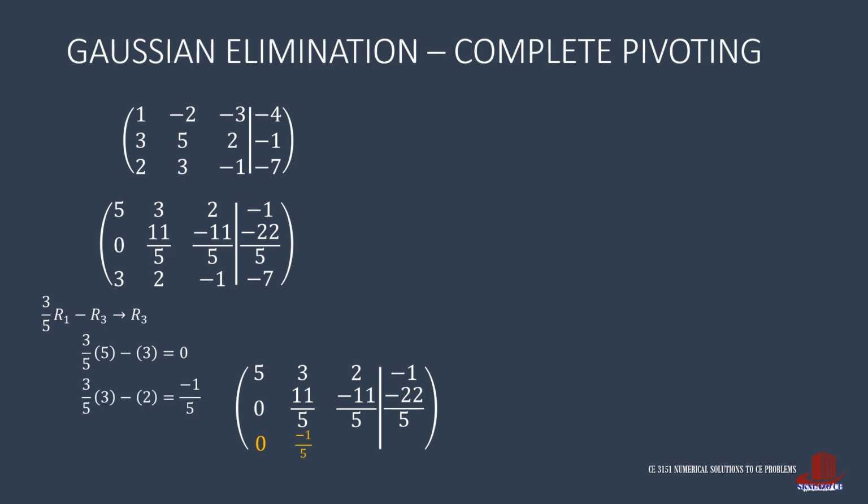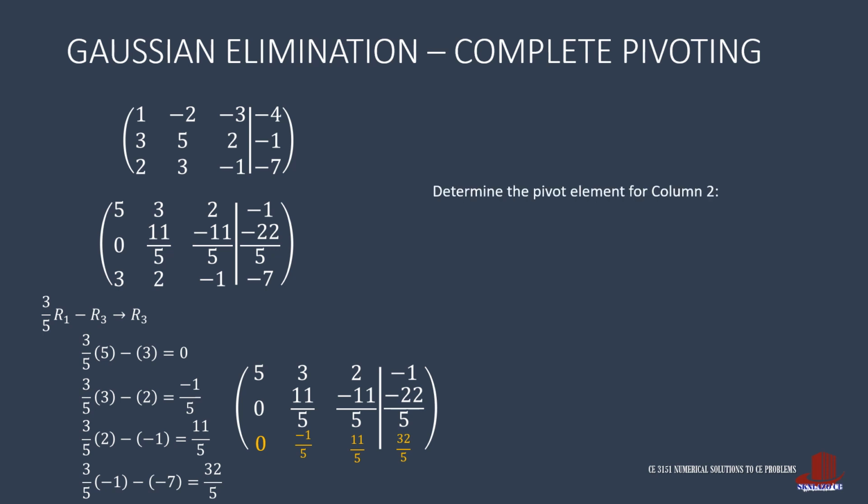The second element is 3/5 of 3 minus 2, and it is negative 1/5. Next is 3/5 of 2 minus negative 1 as 11/5. Then the last element is from 3/5 of negative 1 minus negative 7, which gives 32/5.